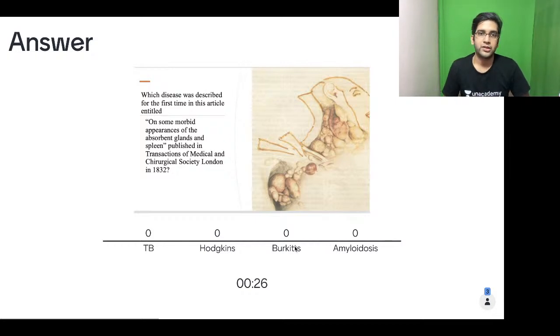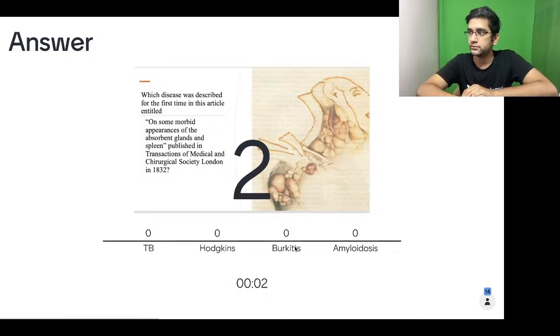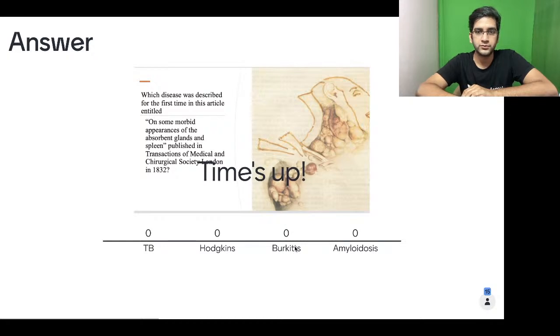Second clue, it's a neoplastic condition. And the third clue, the name there, absorbent glands and spleen, it involves the spleen as well. Okay, last 10 seconds. Let's see the poll.